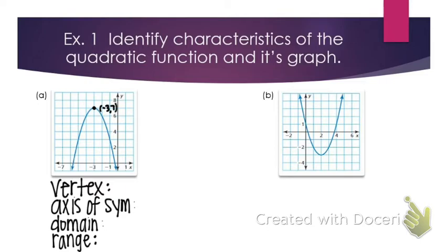Now we're also going to list it underneath down here. So the vertex is the ordered pair -3, 7. All right, the axis of symmetry. Remember, it's a line that goes through the vertex and splits the graph into 2 equal parts.